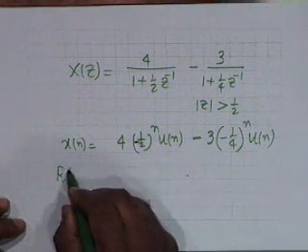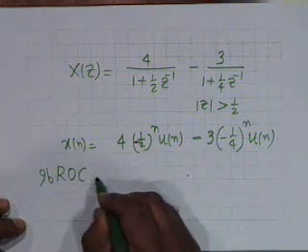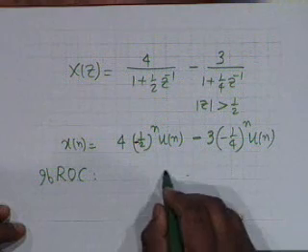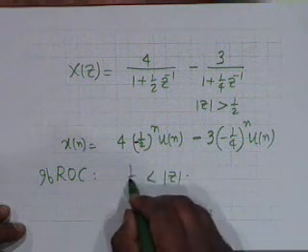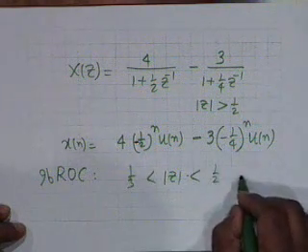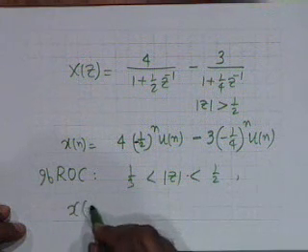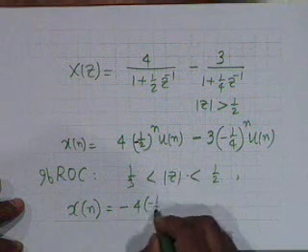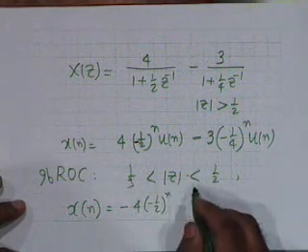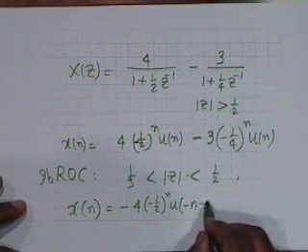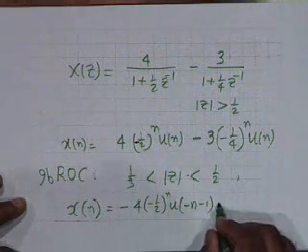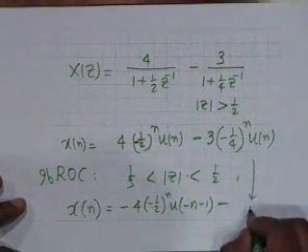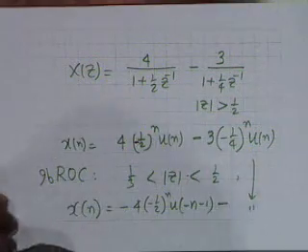On the other hand, if ROC was an annular region between 1 by 4 and half, then what is your x of n? Minus 4 minus half to the n, then u of minus n minus 1. Same thing. Minus the same term. Quite so.